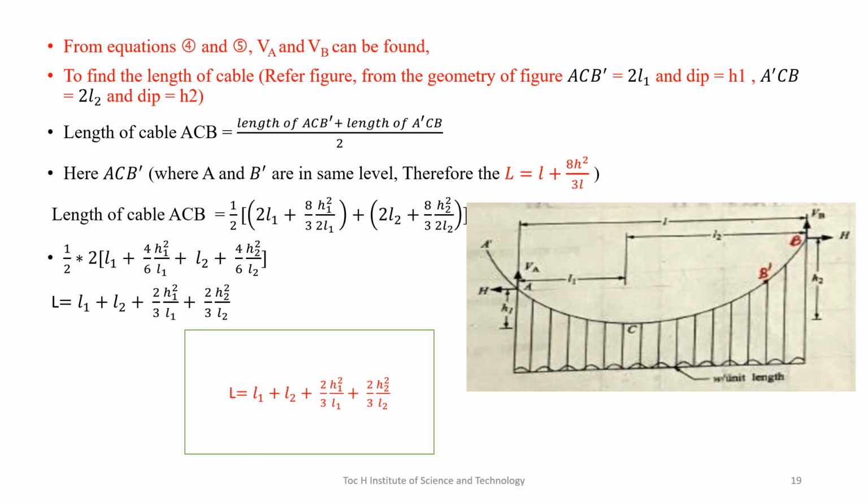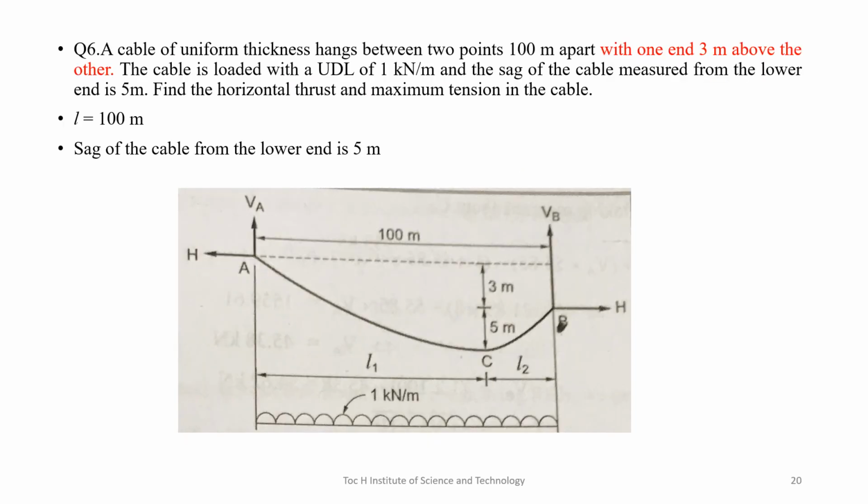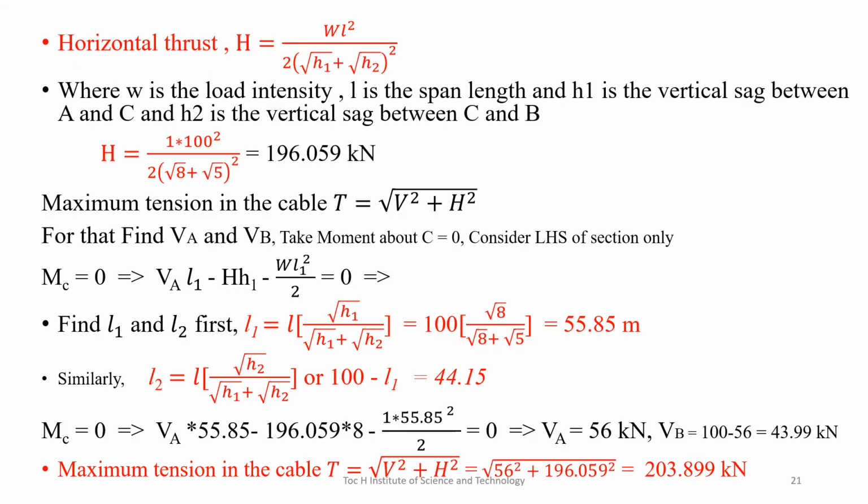Okay. And we already know VA plus VB is equal to 100, and from that VB is equal to 100 minus 56, and that's equal to 43.99. So VA is greater than VB, so the maximum tension in this cable is equal to square root of VA square plus H square, and that's equal to 203.89 kilonewton. So that's the maximum tension in the cable.